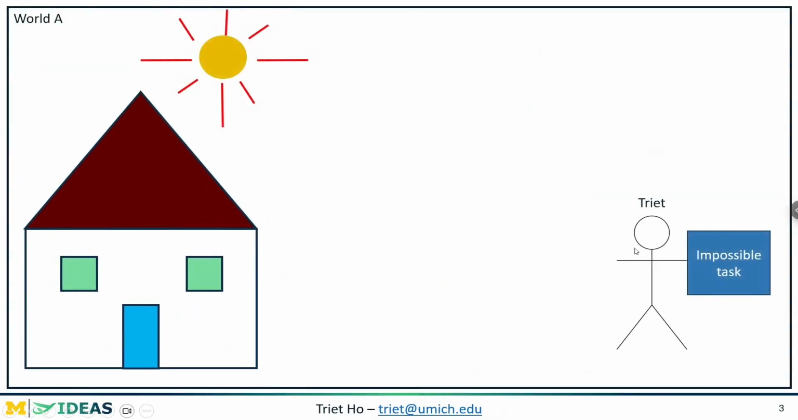So here's Triet in a parallel universe, this is world A. And Triet has a family over here. There's his wife and kid, and Triet has to feed his family, or else they're going to starve and die. Now, Triet goes to work, and he's given an impossible task. Triet needs to solve this task, or else he's going to get fired, and then his family is going to starve to death without money. But then again, the task is impossible to solve. So how does that work out?